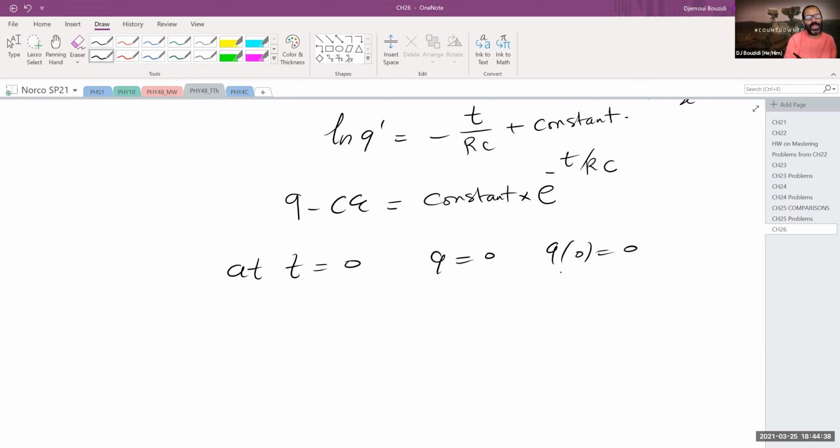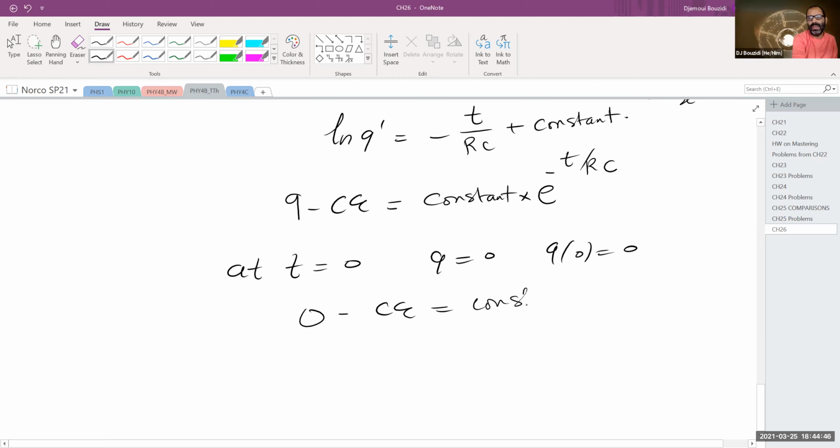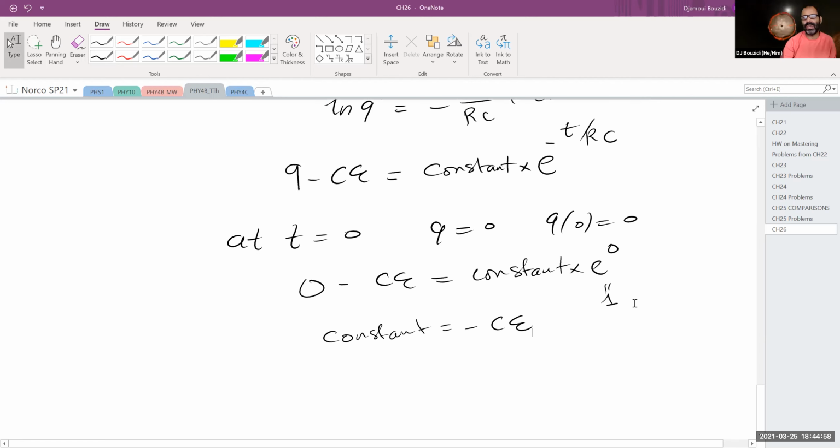So I'm going to sub in this expression t equal to 0 and q equal to 0. So this is 0 minus C epsilon equals a constant times exponential of 0. Exponential of 0 is 1. So that means my constant is simply negative C epsilon. So this is the expression then that we get.